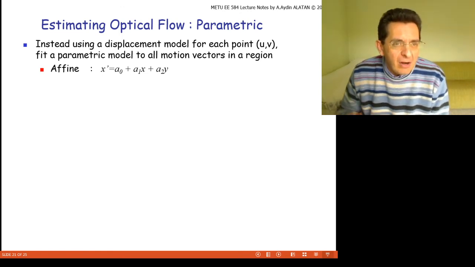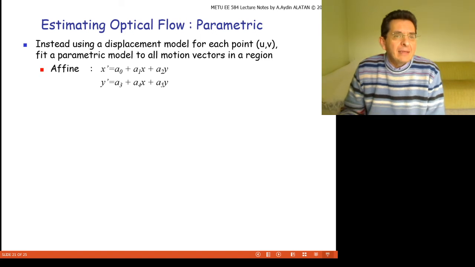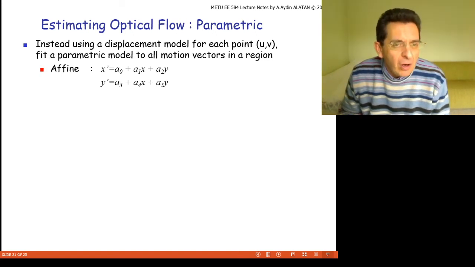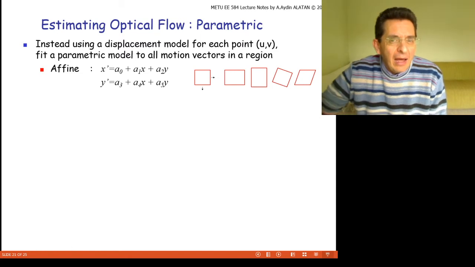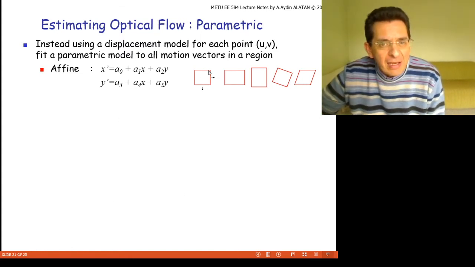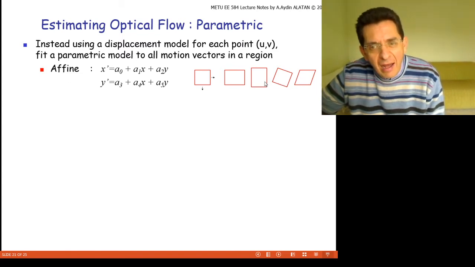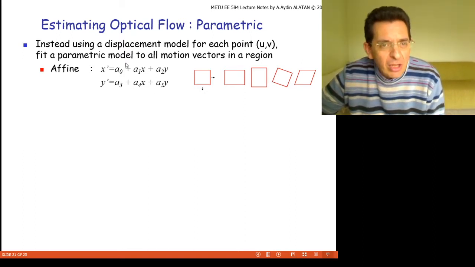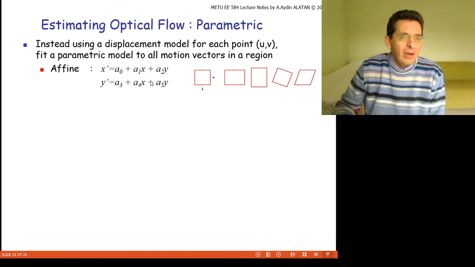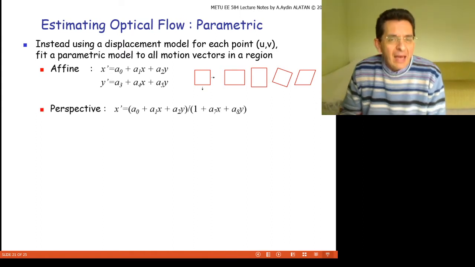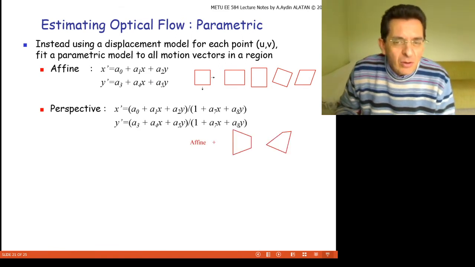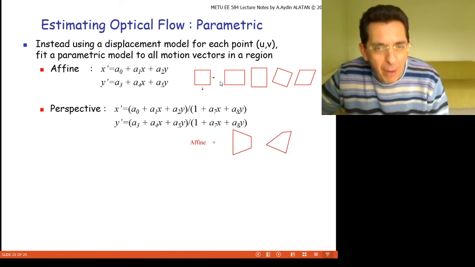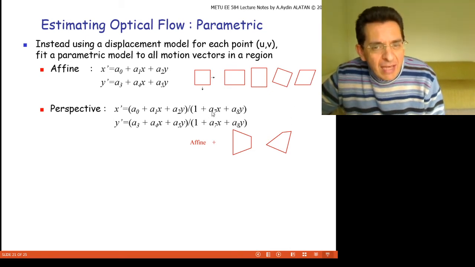Now, typical parametric models are called affine. As I've said before, this is like a 6-parameter thing. In an affine deformation, such an object will move into these kinds of different geometric deformations. Therefore, these are typical deformations that you can obtain by playing with A0 to A5. A perspective model is somewhat more general. Obviously, you can obtain these kinds of deformations apart from the affine ones. When A7 and A8 are equal to 0, these are equivalent to each other.